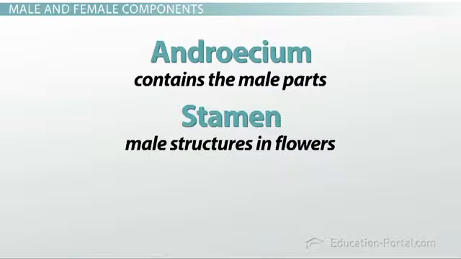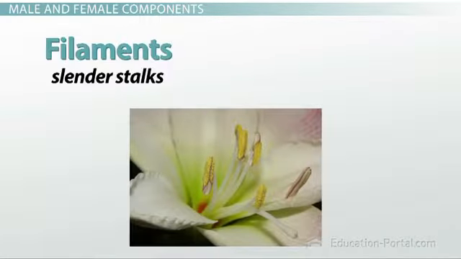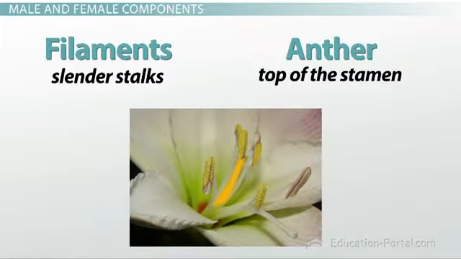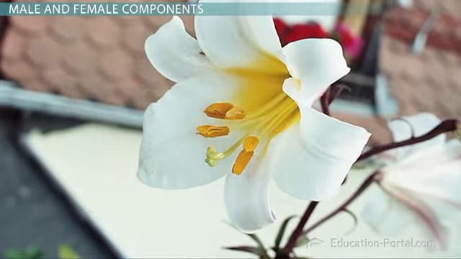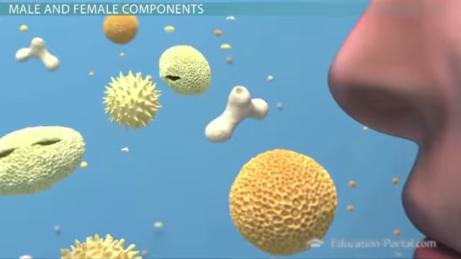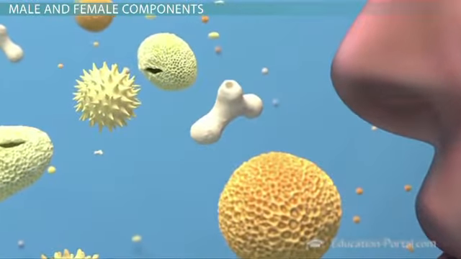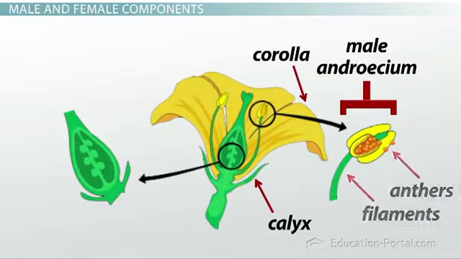The stamen are made of two parts, the filaments and the anthers. The filaments are the slender stalks of the stamen seen here. The anther is the top of the stamen and contains pollen. We can see the anther here on top of the filament. When you look at a flower, the anthers often appear a yellowish color because they contain pollen. This pollen is often what causes allergies, or can just make you sneeze if you sniff a flower too closely. Let's label the androecium on our diagram. We can see the stamen with the filament and anther within this whorl of the flower.